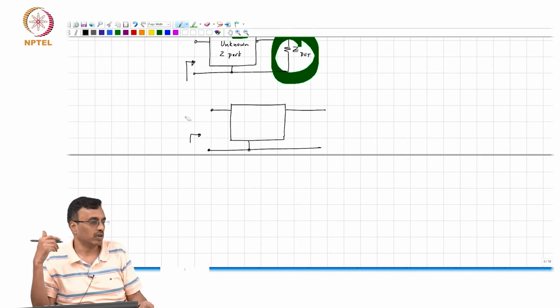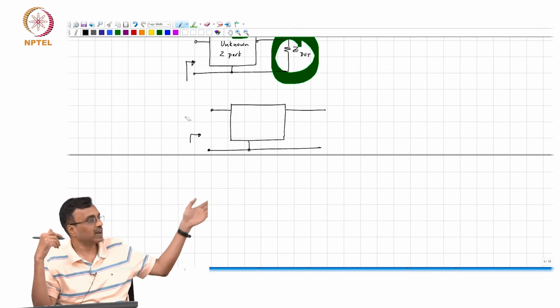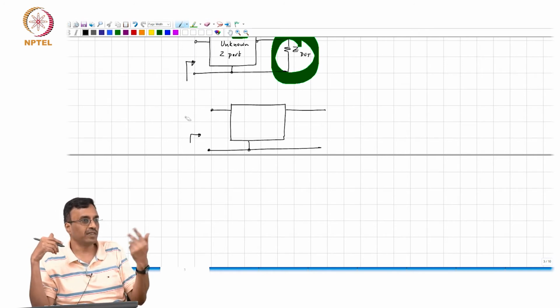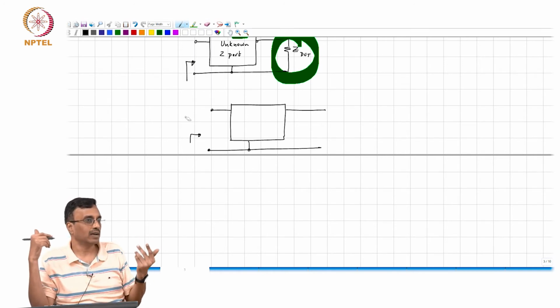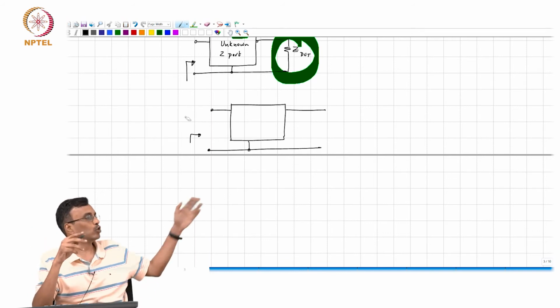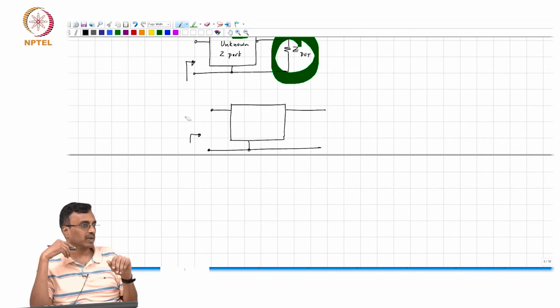Well, when you terminate with a short circuit, what is the reflection coefficient? It is -1. If you have an open circuit, it is +1. And we know that the unknown 2-port is kind of like a transmission line, so if you terminate with Z0, you basically have 0 reflection coefficient.